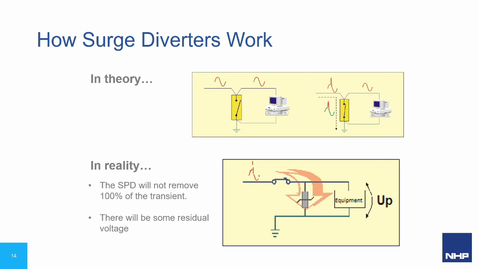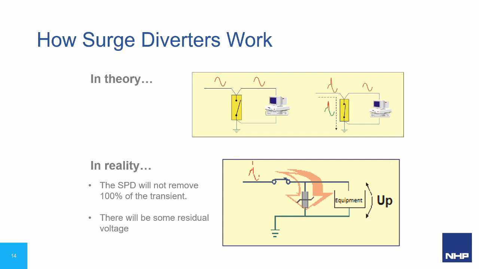Note that it doesn't shunt all transient energy to ground, and that a residual voltage remains. The equipment being protected will still be subjected to this residual voltage. There are two possible scenarios that follow. If the residual voltage remains lower than the insulation capacity of the equipment, then in theory no arc forms and therefore the equipment should be protected.